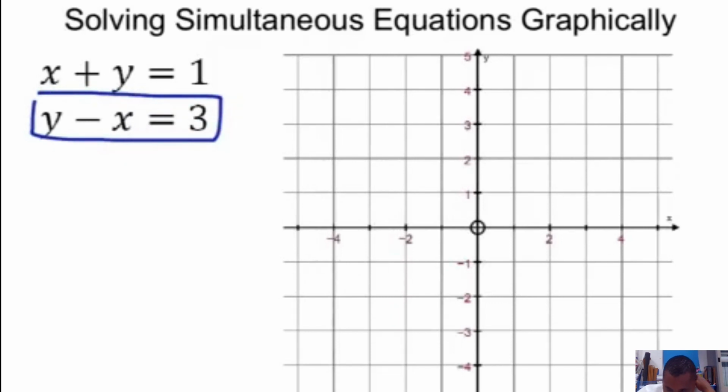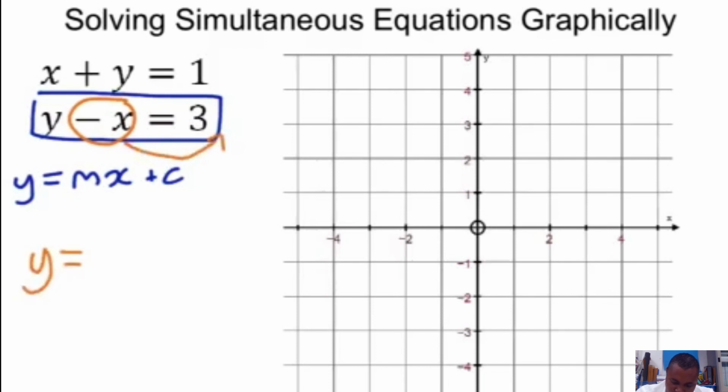Now remember, to draw a graph we want to have it in the form y equals mx plus c. So here we're going to get the minus x and we're going to add it on to the other side, so we have y by itself. So we have y equals, when we add x we get x on this side, plus 3. Now the plus 3 is the c, that tells us the y-intercept.